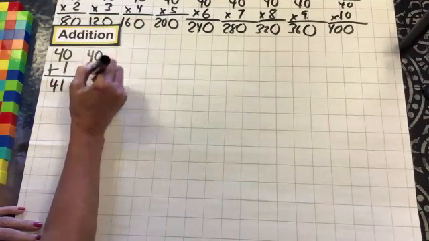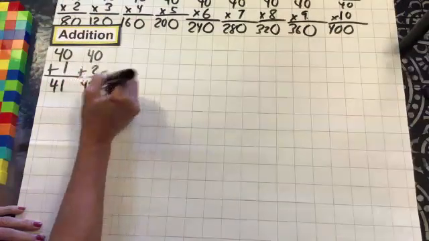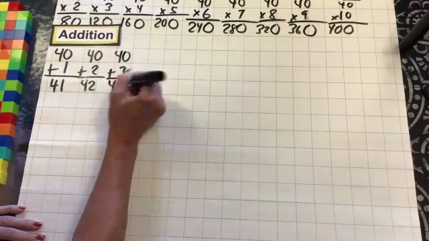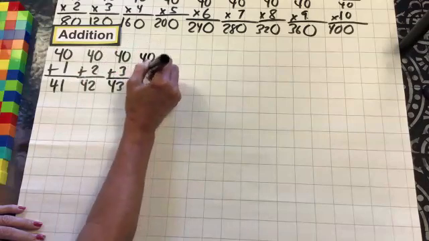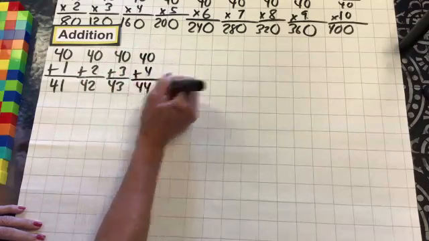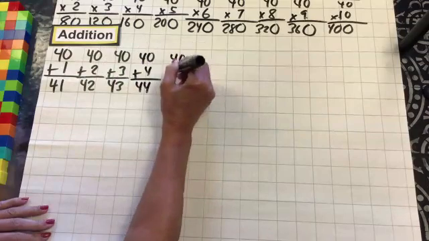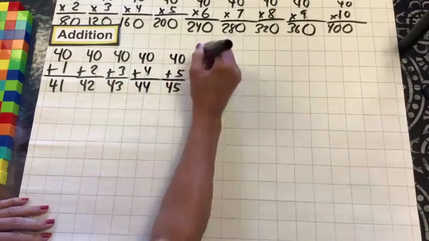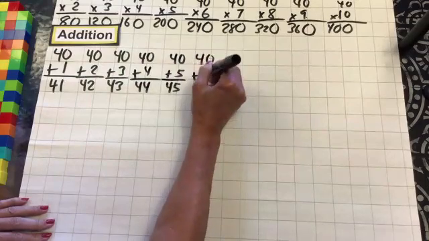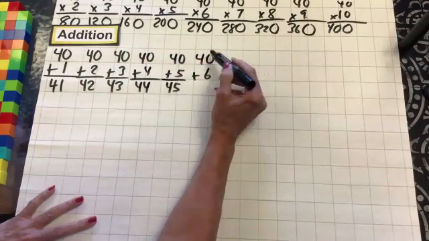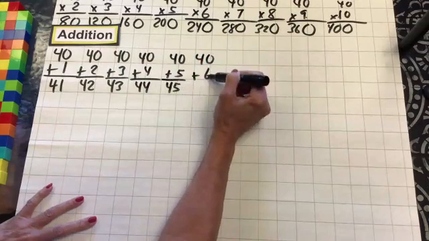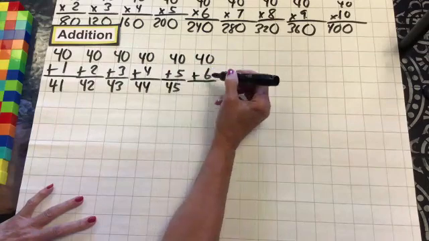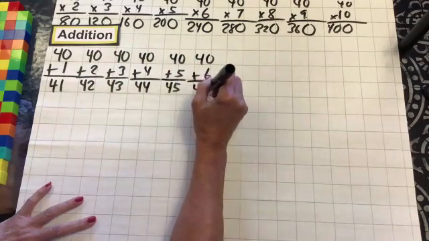40 plus 2, of course, is 42. 40 plus 3 is 43. 40 plus 4 is 44. 40 plus 5 is 45. 40 plus 6. Now, when you're writing problems down, make sure you line up the place values. If I put the 6 over here, I might add up wrong. So make sure you're lining up your place values.